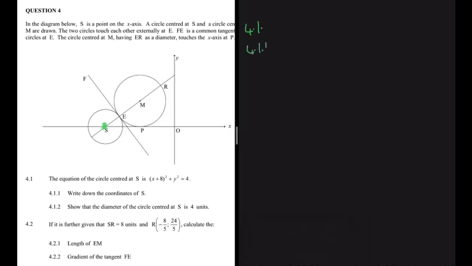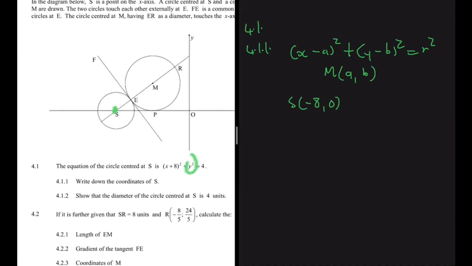So 4.1.1. We know that the general formula for the equation of a circle is given as (x − a)² + (y − b)² = r². And then the point at the center of the circle will be given by (a, b). So for our circle centered at S, the coordinates of S will be given by (−8, 0). It just says y², right? So that will just give us 0. And then this 8 will give us −8 based on this general formula we have, right?